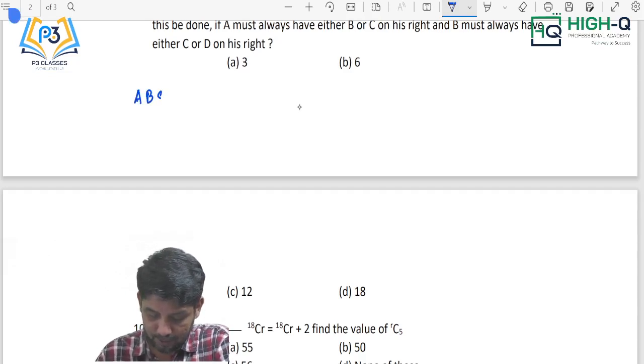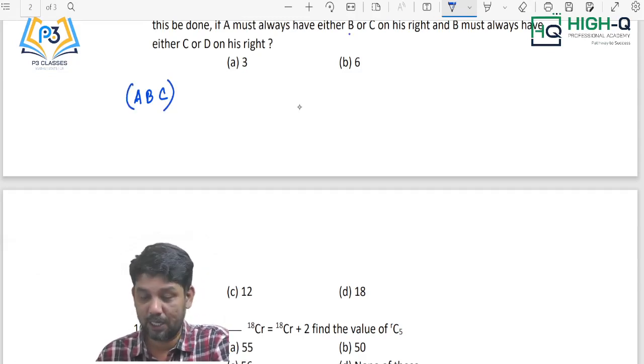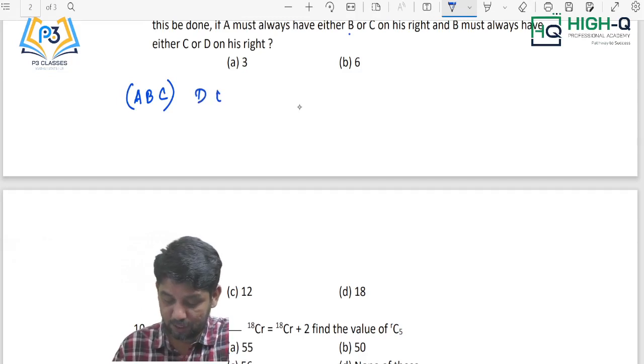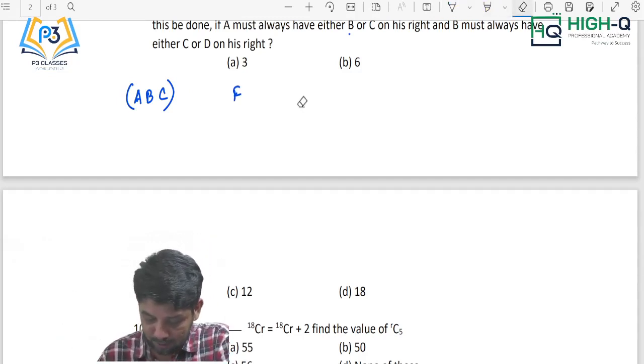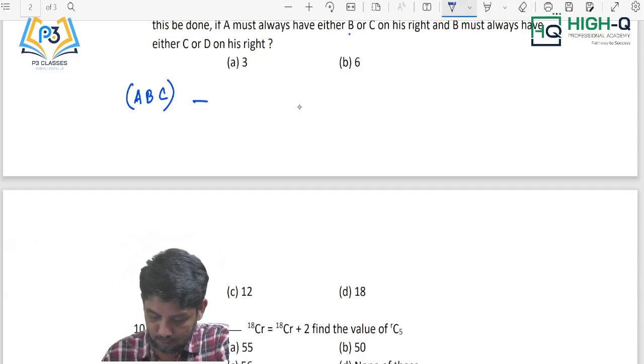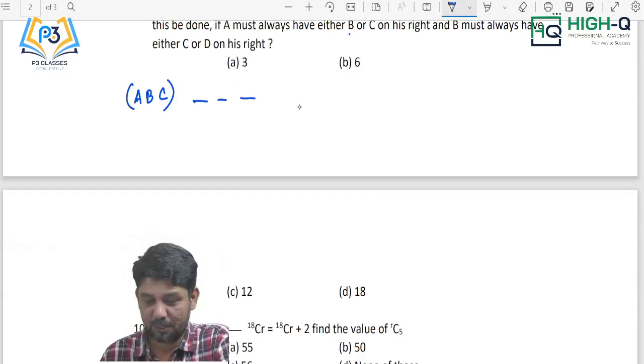See, B and C. A must always have either B or C on his right. Am I right, my dear? So this has to be together. This is one type of arrangement. And there is no constraint for the remaining 3 people.